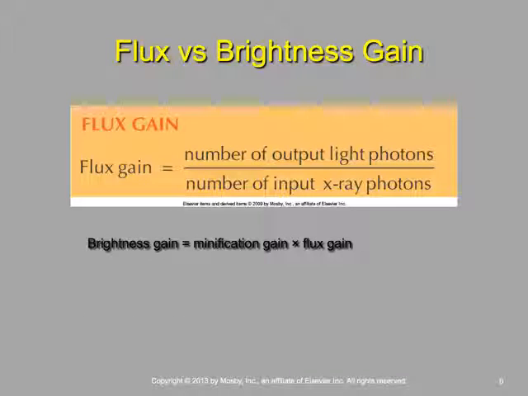So let's talk about what's happening when it intensifies that signal. It has what's called flux gain. And so that's going to be equal to the number of output light photons that are produced by the intensification tube divided by the number that came in. And it will always be more. Right? It will always be more because that's why we're doing this. It's an intensification tube.